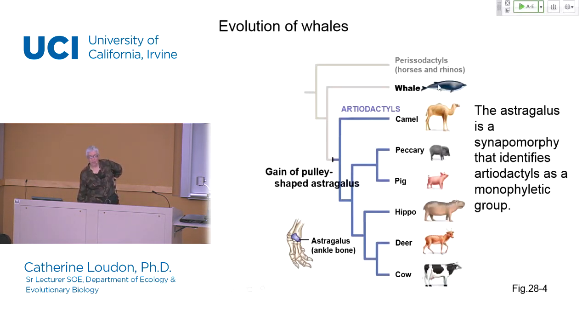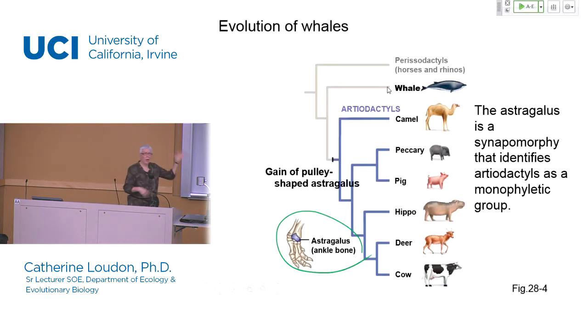So we've got whales up here at the top, and then we have a whole bunch of animals here, camels and pigs and hippos and deer and cows and so on, all of which share this particular characteristic, the so-called astragalus, which is the name of this particular bone seen in the ankle and is seen in camels and pigs, etc. It's not seen in whales or horses or rhinos or other mammals. So this would be an example of what? A synapomorphy that identifies this as a separate monophyletic group that does not include the whales.